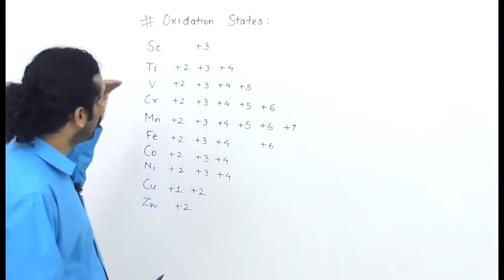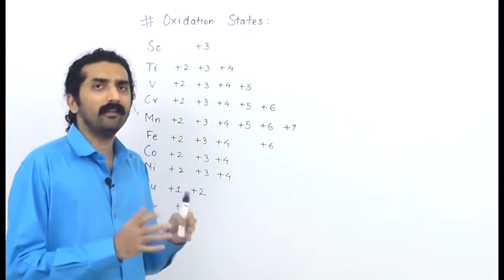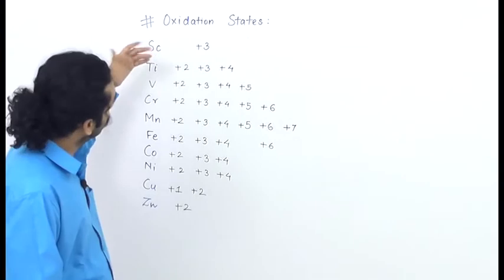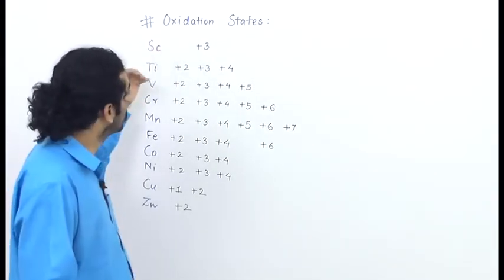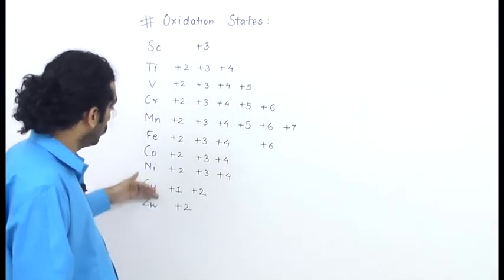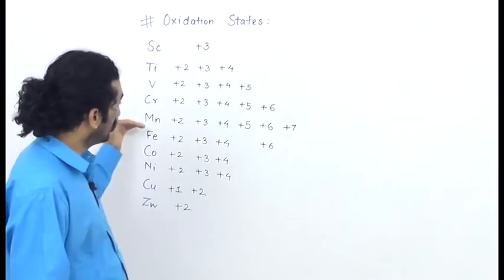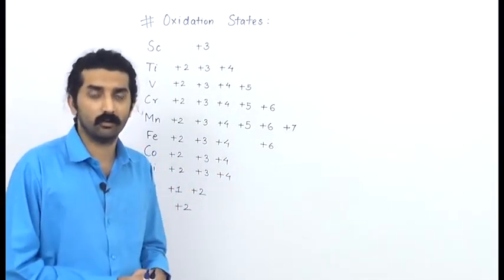So let's try and analyze each and every one of them, and also let's try and analyze why there is an ambiguity. What I mean to say is, why does scandium have only one oxidation state, or why does titanium have only 3? Similarly, why do copper and zinc have 2 and 1 respectively, but on the other side manganese has a whole 6 different oxidation states?